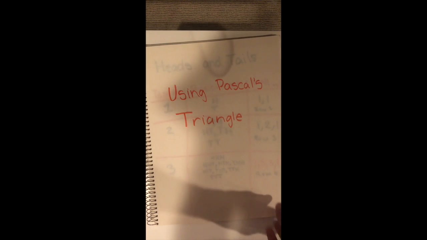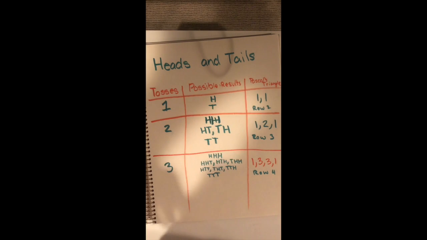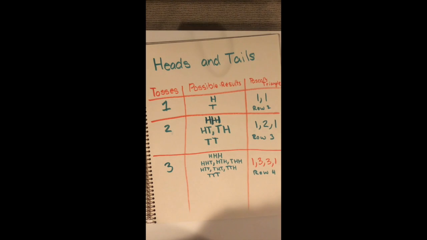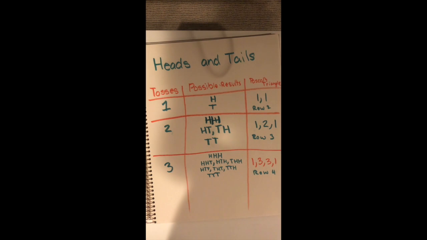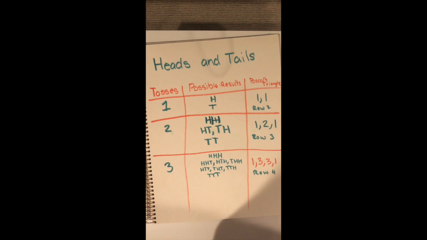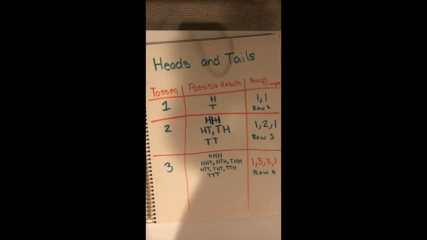Using Pascal's triangle. You can use Pascal's triangle to calculate the different possible results with different amounts of coin tosses. For example, if you toss a coin 3 times, you can use the fourth row, which is 1, 3, 3, 1. There is only one combination that you will get, which is 3 heads, but there are 3 possibilities for 2 heads and 1 tail: heads, heads, tails, or heads, tails, heads, or tails, heads, heads. But there is also another combination where you can get 2 tails and 1 head, resulting in heads, tails, tails, tails, heads, tails, tails, tails, heads, and there is only one way you can get 3 tails: tails, tails, tails.